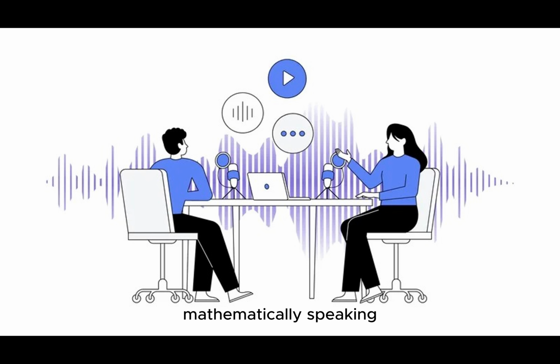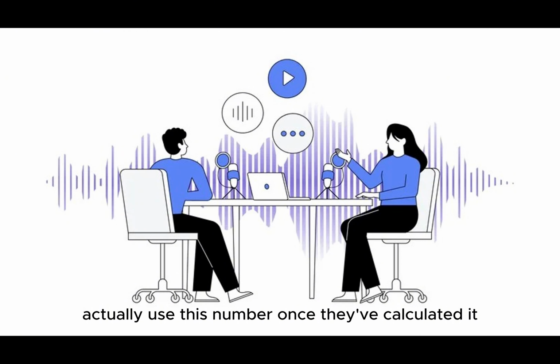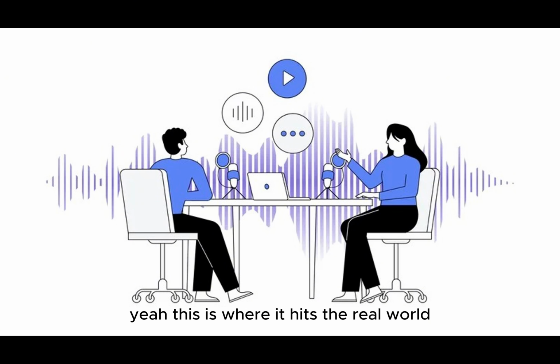Okay, so knowing that total count is super important. How do food scientists actually use this number once they've calculated it? Like, what decisions come out of this math? Yeah, this is where it hits the real world. Knowing that predicted total load over time lets them do a few key things. One, set those best by or expiration dates. They calculate when the total count is likely to hit an unsafe level under typical storage.